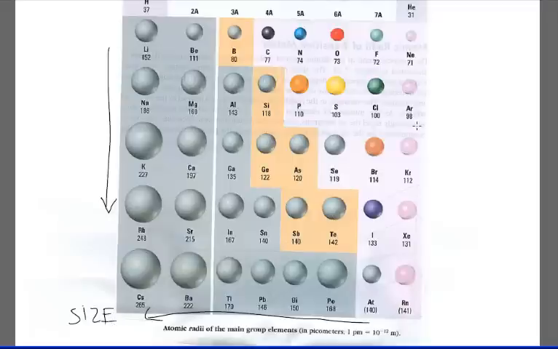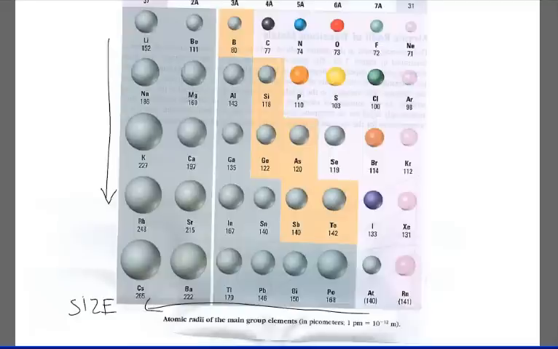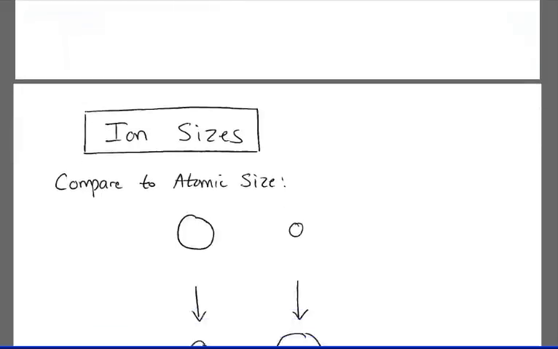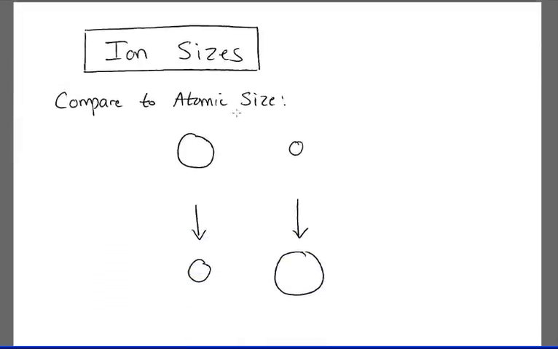All right, now let's compare that to ions. So that's neutral atoms, and now we'll go back and talk about ions. If we compare to atomic size, a sodium atom has some size, which I've drawn with this circle. Then you go across that same period and you get to a chlorine atom, which is smaller, because size decreases across a period. And that's for neutral atoms.